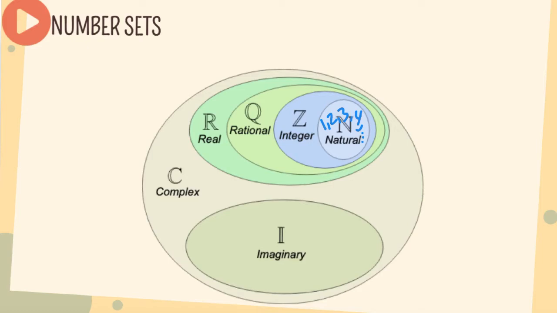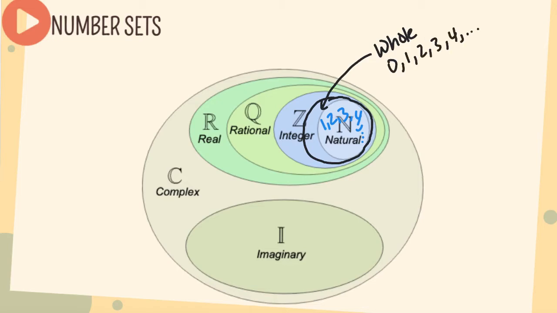They don't include 0. The next type of number is actually not even in this diagram, and it is going to be right here between natural numbers and integers, and it is what we call whole numbers. And whole numbers include 0, 1, 2, 3, 4. So the only difference between natural numbers and whole numbers is that whole numbers have a 0 and natural numbers start at 1.